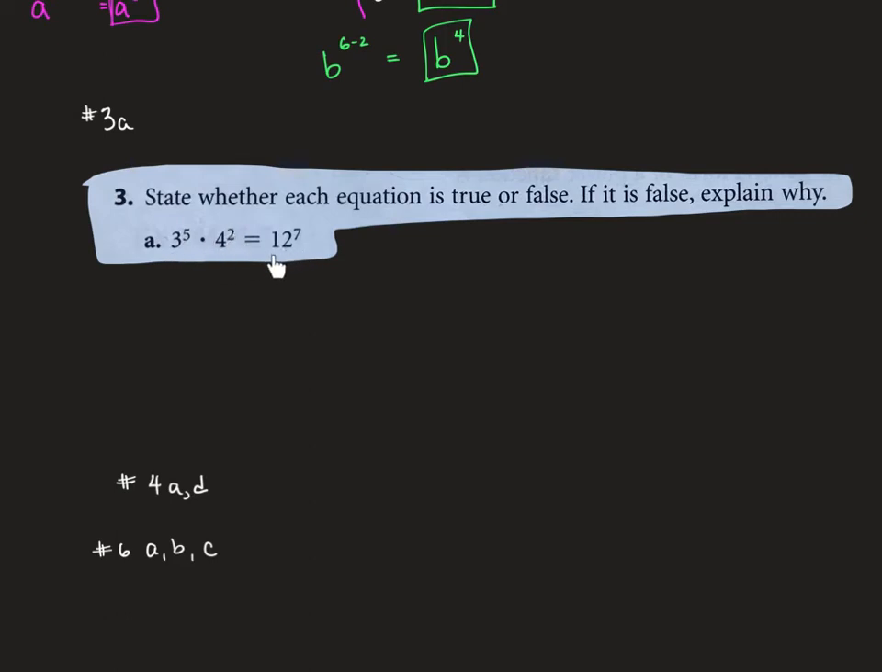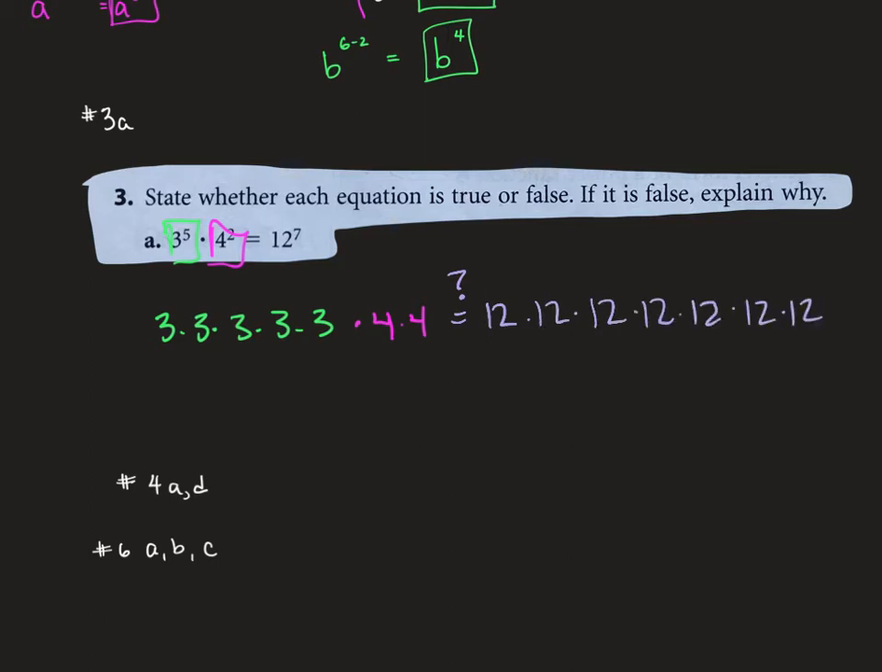Is that possibly equal to 12 factors of 7? Well, let's write this all out. If we have 1, 2, 3, 4, 5 factors of 3, and then we have 2 factors of 4, is that possibly equal to, with a question mark, 1, 2, 3, 7 factors of 12?